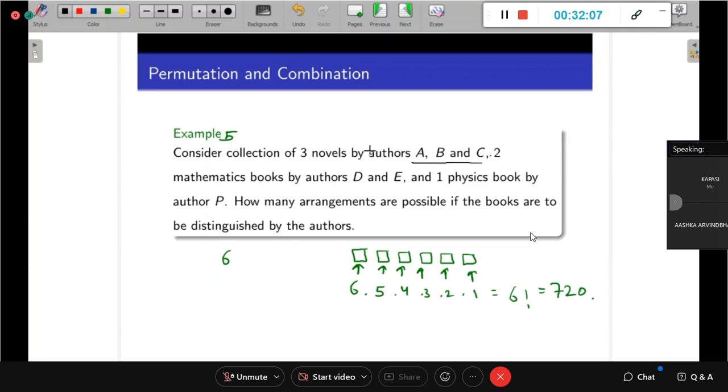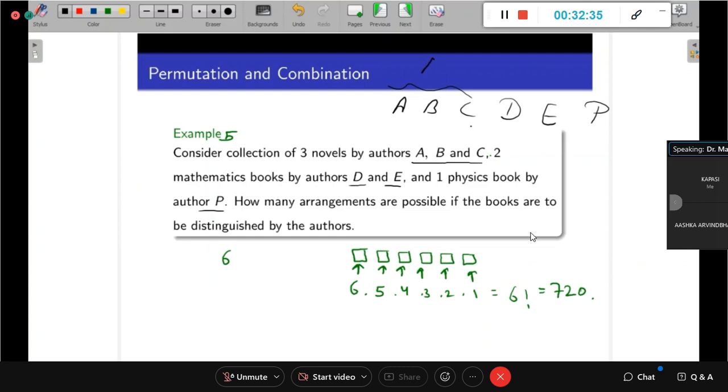Name them as A, B, C, who wrote novels. Then 2 mathematics books by authors D and E, and 1 physics book by author B. So you have 5 authors, right? A, B, C, D, E.